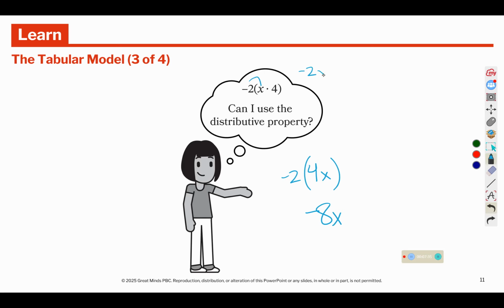If we try to distribute, that would be -2x and +8, or -8. But if we multiplied, that would give us -8x, not 16x. So we cannot use the distributive property because there's multiplication occurring inside of our parentheses. We want to do the operation and then multiply by -2.